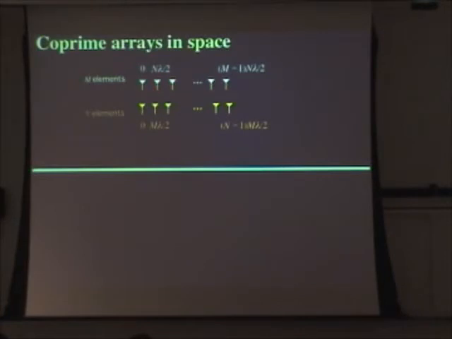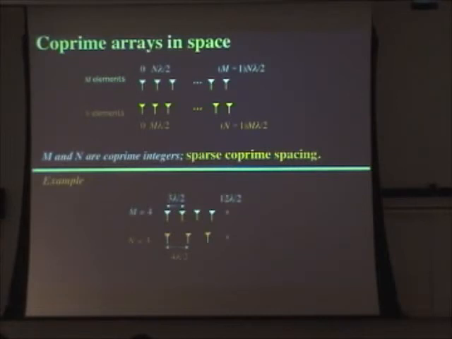Now you take these things, and M and N are coprime. As I mentioned before, if they are coprime, this is just an example.